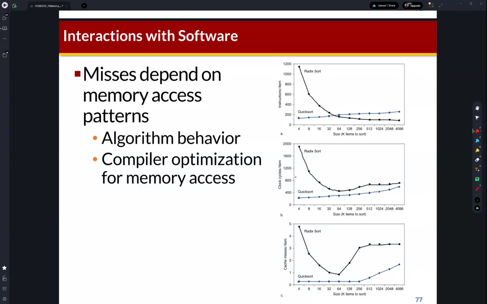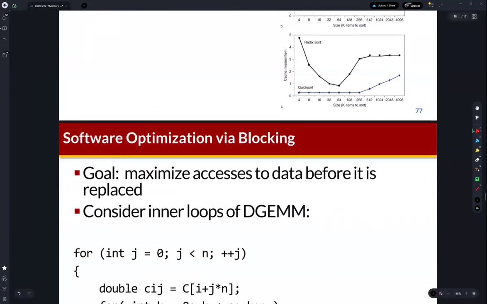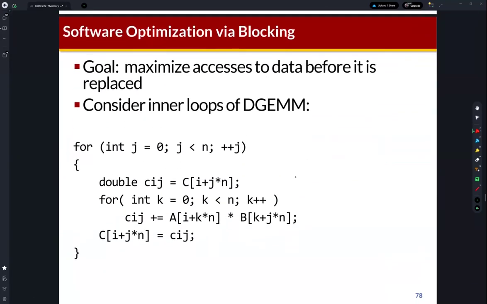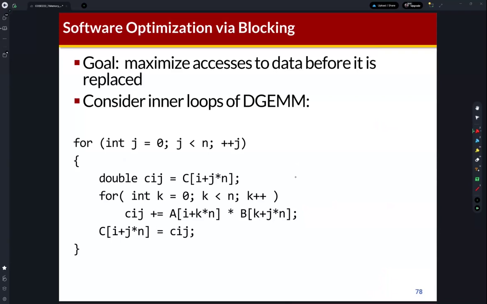Okay, so let's see the impact from the application. And then let's see how we can improve the performance of an application by considering cache size. Okay, so let's see the example.